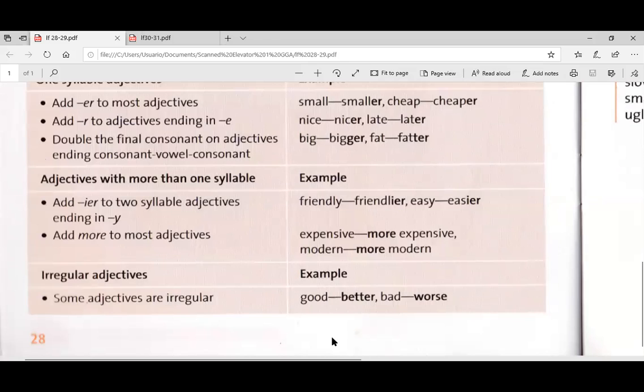I want to make a little review on the vocabulary as well. So give me a moment.